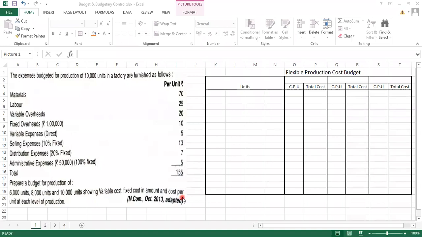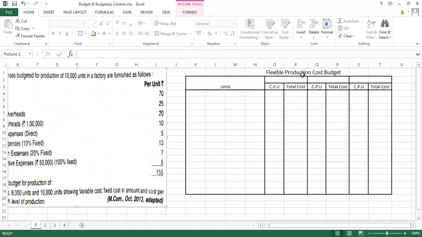आपको क्या करना है? आपको ये 3 budgets बनाने हैं. 3 अलग-अलग units दी गई है, and they have told us to bifurcate this into the variable cost and the fixed cost, both in the amount as well as cost per unit. तो क्या हमारा इसके वजह से what will be our format? So we are going to give the heading first, that flexible production budget. फिर जो भी units आएगी, you have to write down the units.